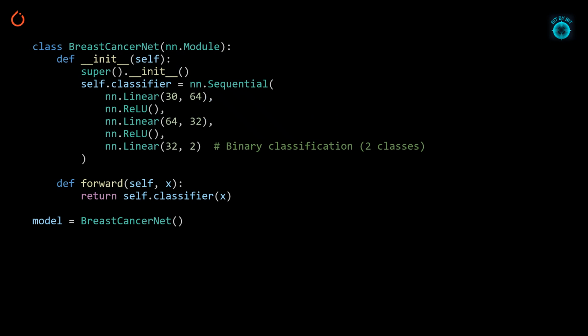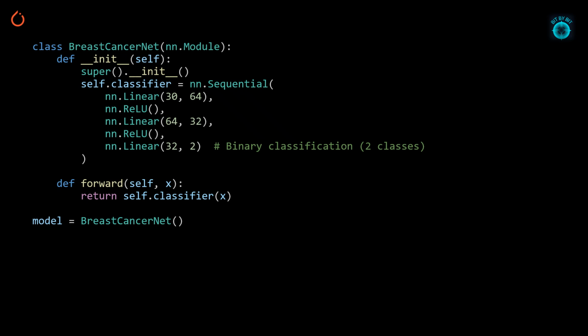Here we define the structure of our neural network model. We create a class named BreastCancerNet that inherits from nn.Module. This is the base class for all PyTorch models. Inside the constructor, we define a sequential container called classifier. The model starts with a linear layer that maps the 30 input features to 64 hidden units.